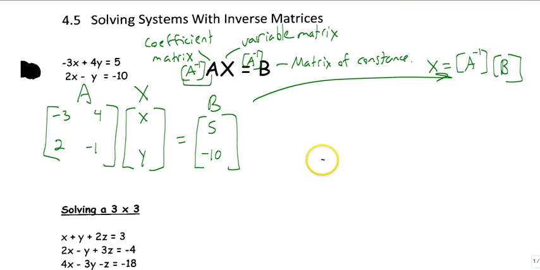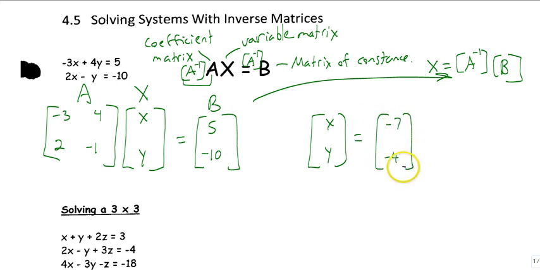What that means is that XY is equal to -7, -4, which tells you your answers. So my answer for this problem is -7, -4. And that's how you solve a system using inverse matrices. That's it. Yeah, start getting upset now at how easy it is.